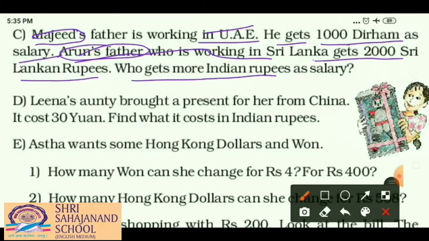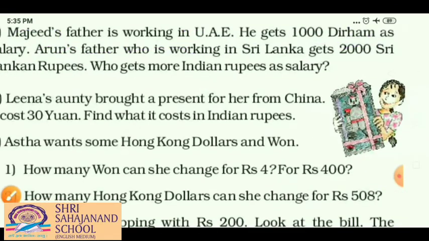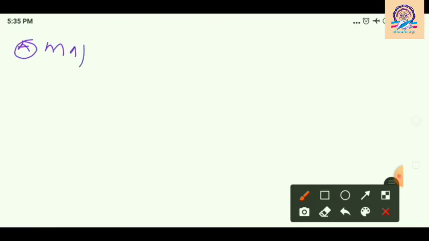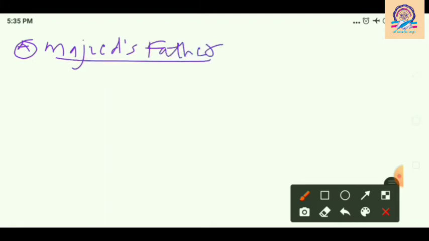So for that, what do we have to do? This money, 1000 dirham and 2000 Sri Lankan rupees, we have to convert into Indian rupees. Then we can compare easily who is getting more rupees. So let's have a solution for it. Our first statement, let me give a, because we are finding the Indian rupees for Majid's father. So let me write the heading for Majid's father.